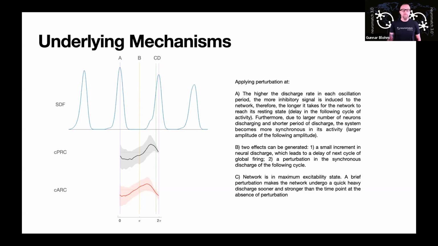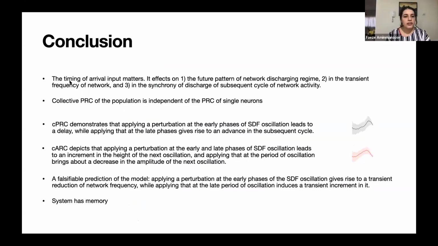So what I showed you is that timing of variable input matters. It affects the future pattern of the network discharging regime. It also affects transiently the frequency of the network because of the delay or an advance in the subsequent cycle of oscillation, and the synchrony of the discharge of the subsequent cycle of the network activity. Also, I showed you the collective PRC of the population is independent of the PRC of single neurons. We talked in detail about the pattern of the collective PRC and the collective amplitude response curve.